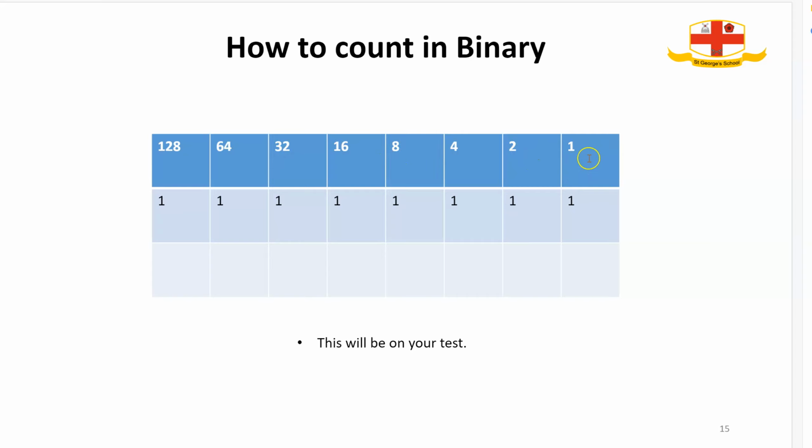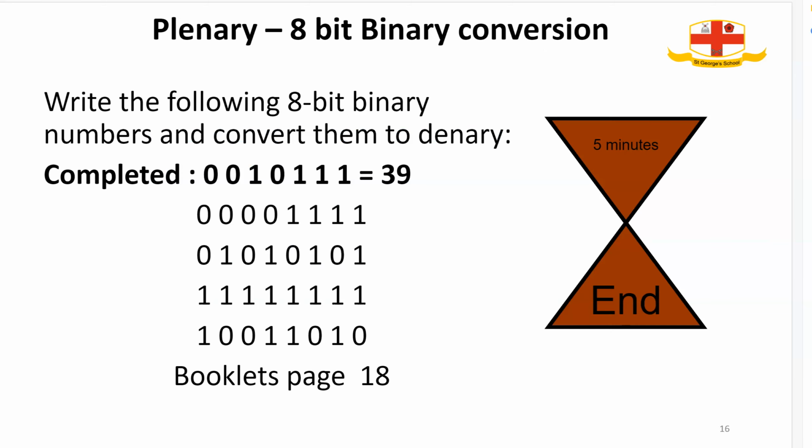The table that will be in the test, and what you need to know, is this. The table is the 8-bit, which just means 1, 2, 3, 4, 5, 6, 7, 8. And it's 1, 2, 4, 8, 16, 32, 64, 128. And we're going to turn this into a number like 39 or 255 or 10. Okay? So first things first, let's have a look at this.